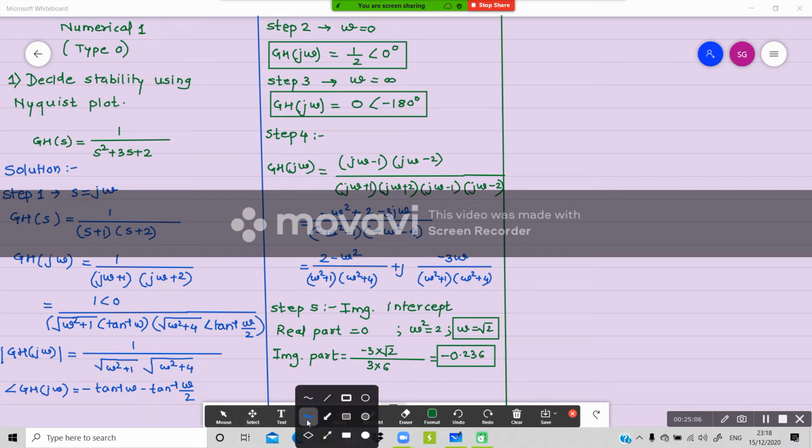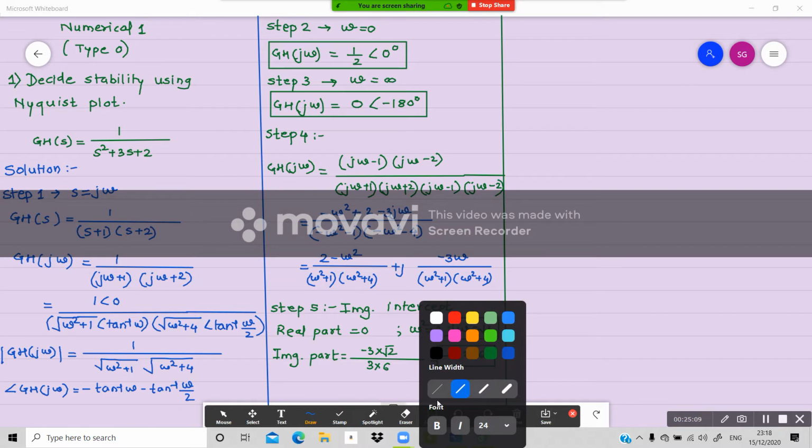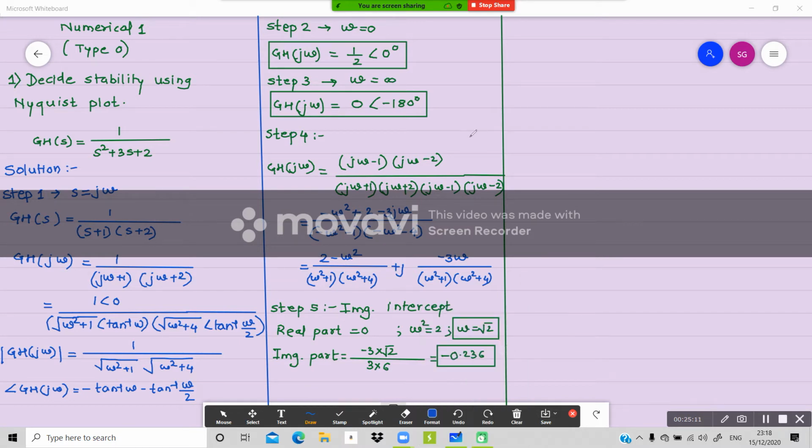One more thing, we want to get the real axis intersection also. So we'll go for the real axis intercept now. Step number 6. So I'll write real axis intercept.